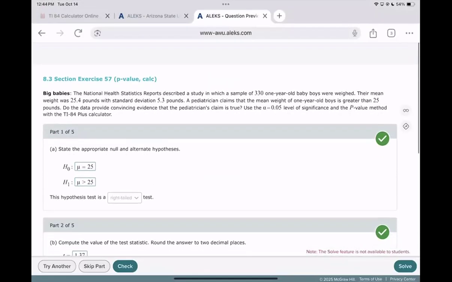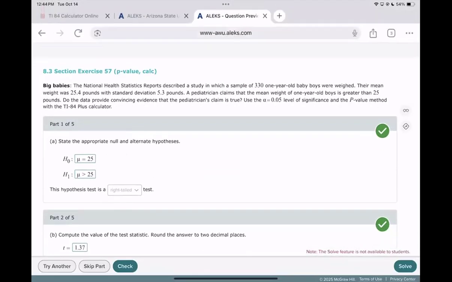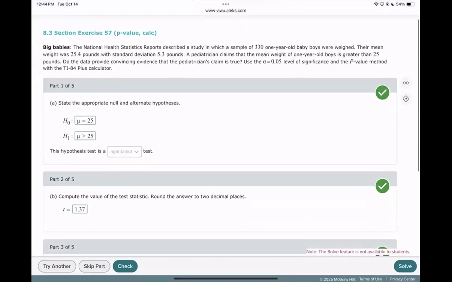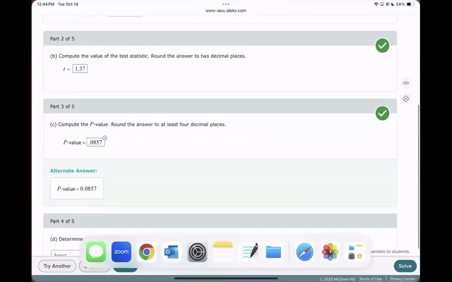So here's the deal. If the true mean for 1-year-old boys is 25 pounds, then the chance of going out and collecting a sample of 331-year-old boys and having their mean be 25.4, well, actually, I should draw a picture at this point.